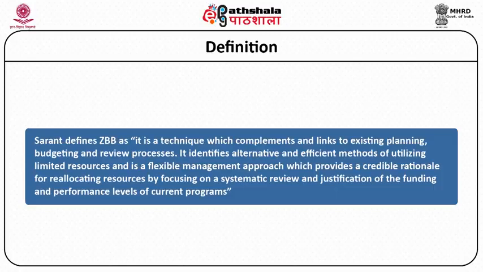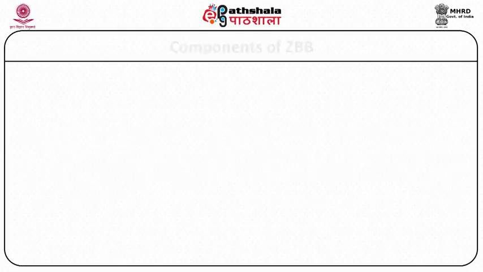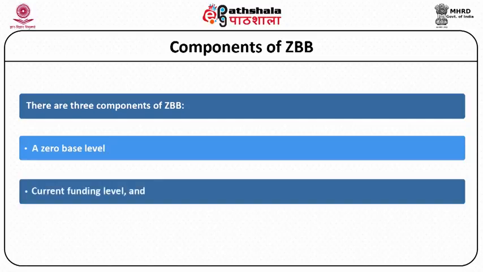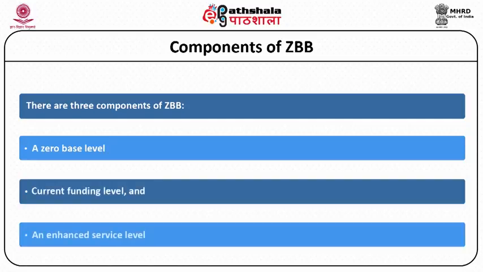Now we'll talk about the components of public sector ZBB. There are mainly three components which make up a public sector zero-based budgeting. First of all, we'll have to identify the funding level of decision units. There can only be three funding levels in this case. One is the zero-based level, second is the current level, and then the third one is the enhanced level.